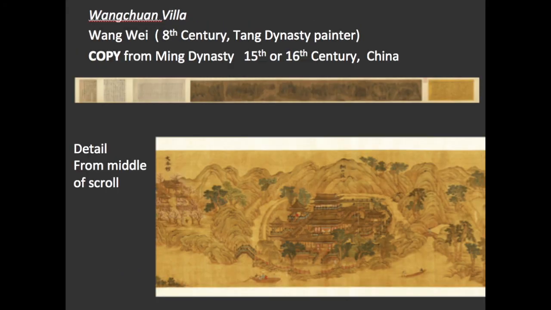This scroll is the Wangchuan Villa. It is a major work, actually, by Wang, a master Tang artist. It was created during the earlier part, the more stable part of the Tang Dynasty, the 8th century. This is before the decline of the Tang Dynasty. And it was the first painting in which the landscape truly became the primary subject matter, rather than only background.